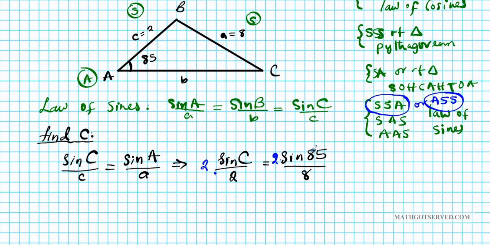Please don't put the 2 after the argument of your trig function. Put it before so you don't have a grouping error in your calculator. So that cancels out. Then we have sine C is equal to this expression. We're going to put that in our calculator.